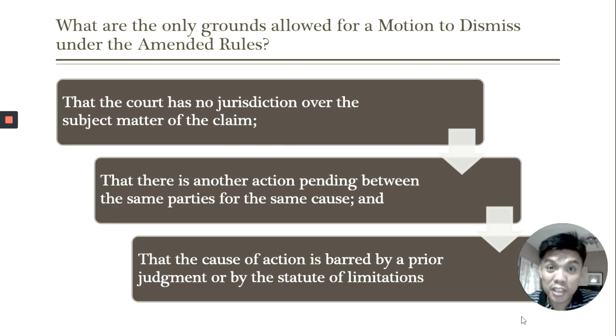Now, the third ground is that the cause of action is barred by a prior judgment or by the statute of limitations. Now, this ground is actually composed of two grounds. So, first is res judicata, and the other one is prescription. Res judicata simply means conclusiveness of judgment. So what has been decided in the past with finality can no longer be tried again. Now, for prescription, this only means that the claim is extinguished by the passage of time. Okay, so these are the three exclusive grounds for a motion to dismiss under the amended rules.